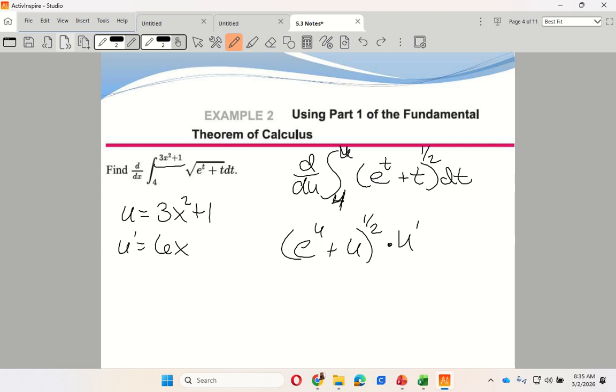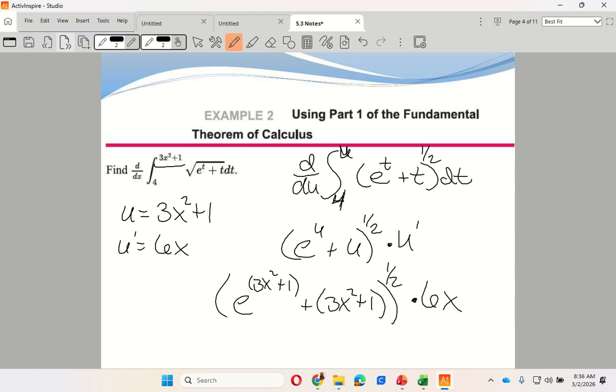So right here, I'm going to be left with my u value, which was 3x squared plus 1, plus 3x squared plus 1, all of that to the 1/2, times my u prime. My u prime was 6x. So that's where the other one cancels out, because the u prime would have been 0. So that's going to be 0 on the bottom where that 4 is.